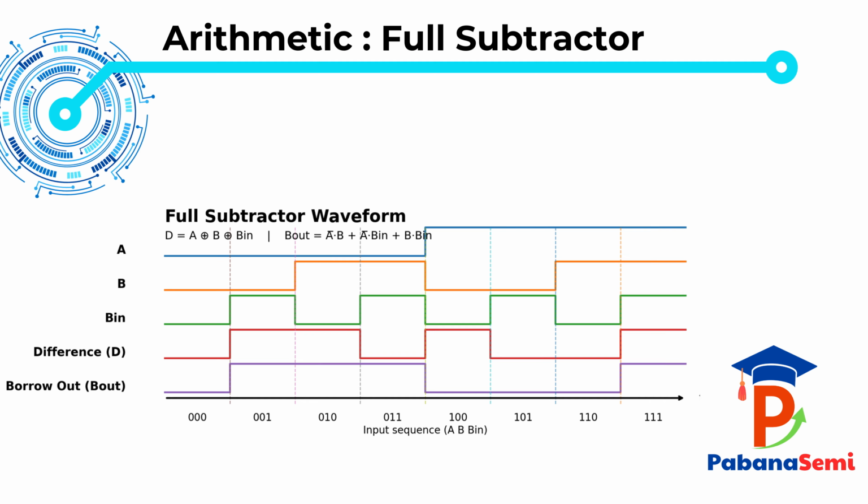This matches the Boolean expression, BOUT equals A prime B plus A prime bin. So when A is 0 and either B or bin is 1, BOUT becomes 1. Also, when both B and bin are 1, borrow is required unless A is also 1. Overall, the waveform confirms the full subtractor truth table. The difference follows XOR behavior, and the borrow output flags exactly the intervals where a borrow is needed.